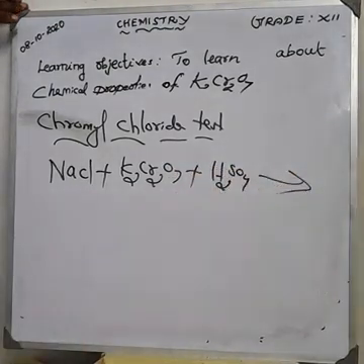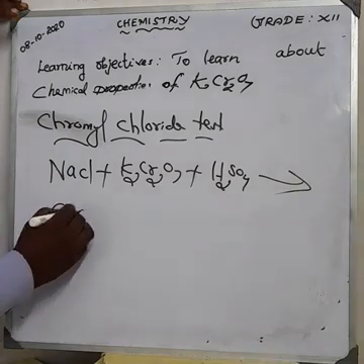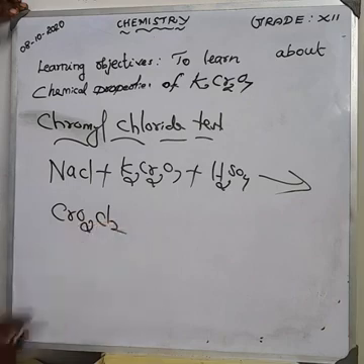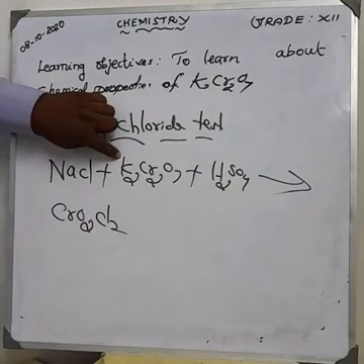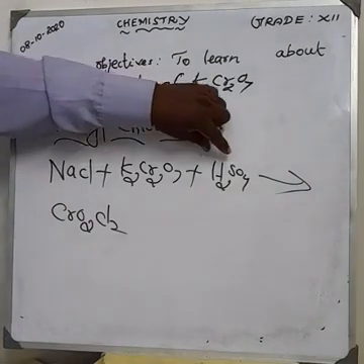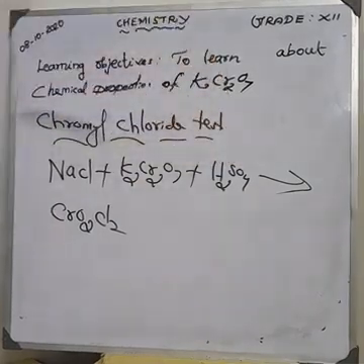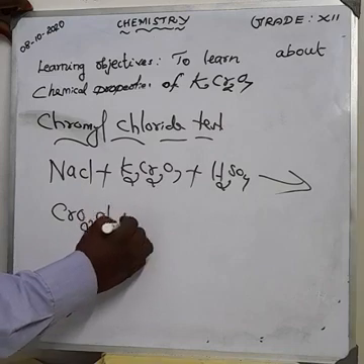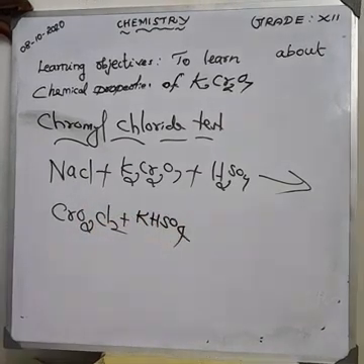So what are the possibilities here? Chromate chloride. What is the formula? CrO2Cl2. Chromate chloride. Okay. Next about this potassium. This potassium combines with bisulfate to form KHSO4. What are the products obtained?